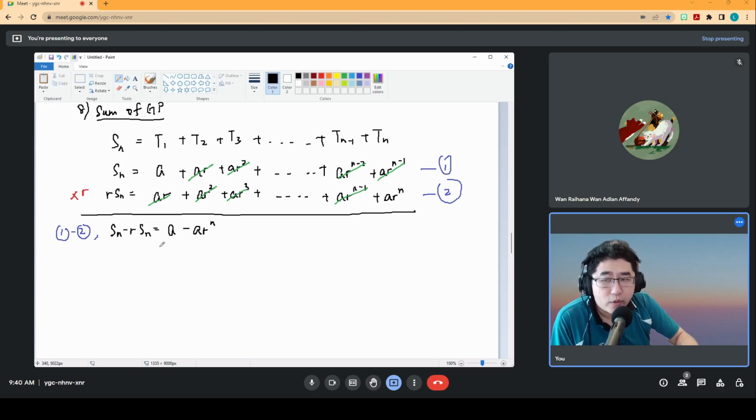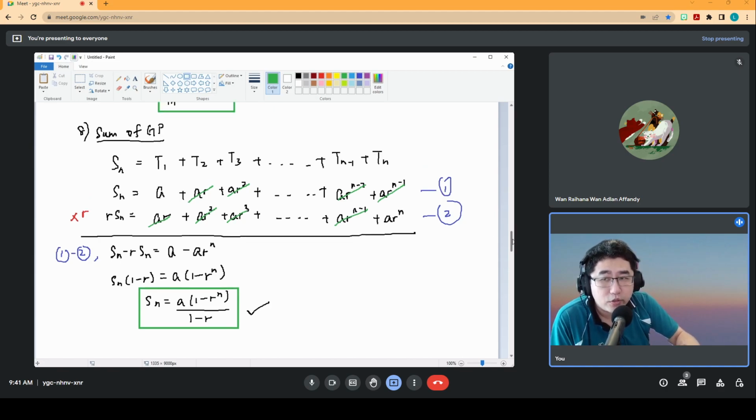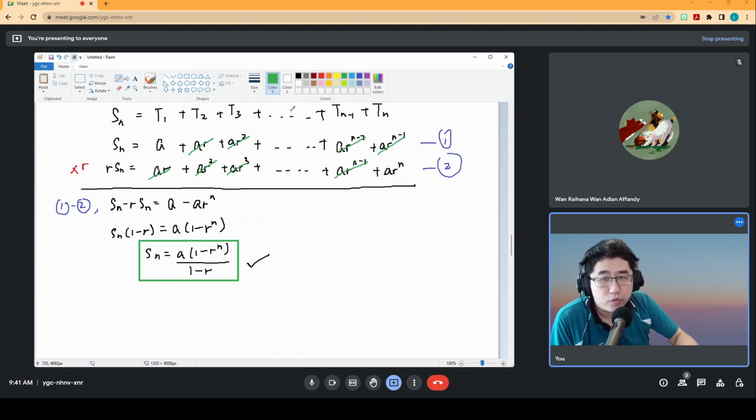Okay, after subtracting everything, this is what I left behind. So I factor out the common term: Sn bracket 1 minus R. On the right side, I also factor out the common term A, 1 minus R^n. Then I have Sn equals A(1 minus R^n) over 1 minus R as your final answer. This is how we find the proof for the summation formula, sum of GP. Similarly, for P1, your exam can ask for proof. So if it happens during the exam, you are required to demonstrate exactly the same thing.